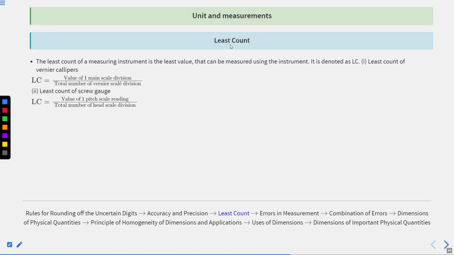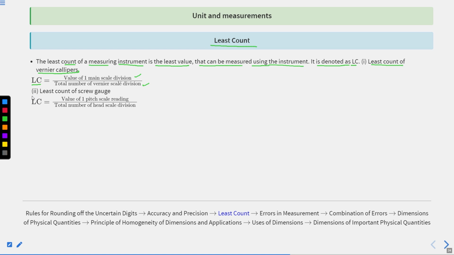Next is least count. The least count of a measuring instrument is the least value that can be measured using the instrument. It is denoted as LC. Least count of vernier calipers is this. Least count is equal to the value of one main scale division to the total number of vernier scale divisions.